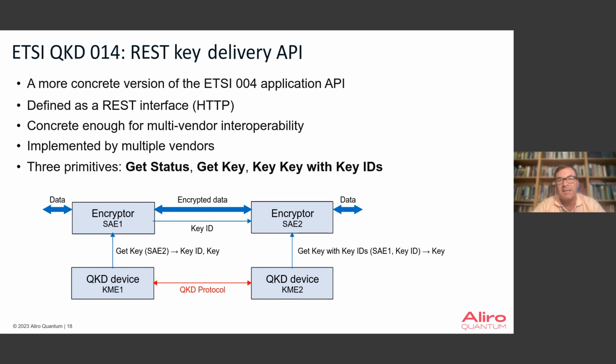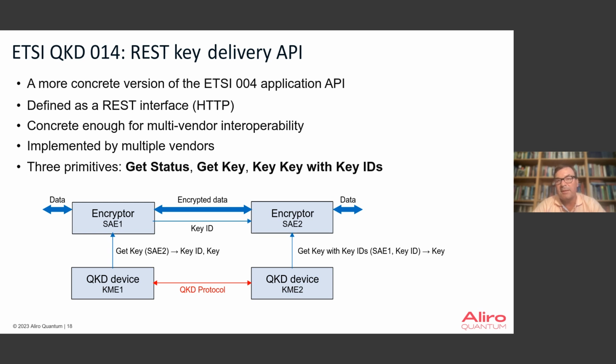The ETSI 14 protocol is actually extremely simple. There are only 3 messages. The first message is the get status message, which is used to check whether a quantum networking device has keys available and other operational status parameters. The classical encryptor on one side of the network uses the get key message to request an encryption key from the quantum network. And the classical encryptor on the other side of the network uses a similar message, which is called get key with key IDs, to get the same encryption key from the quantum network.